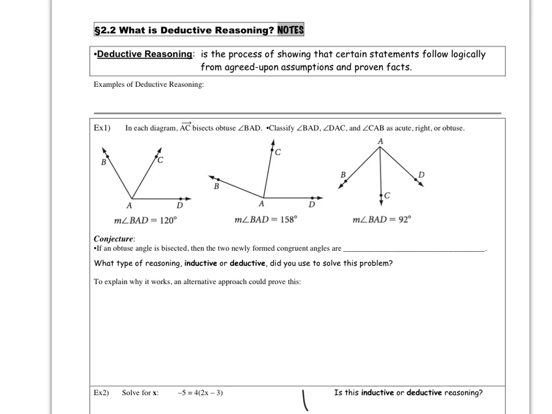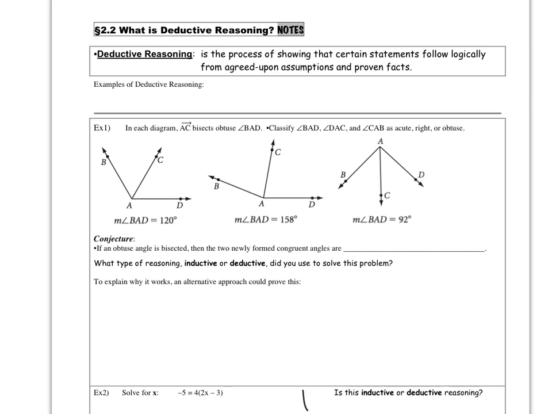A very simple example is when you're solving an equation, you're using mathematical principles. That's deductive reasoning. If you are sitting in the garden and watching butterflies and noticing that they sit on certain flowers and not other flowers, and you make a conclusion, that is inductive reasoning. You are observing and drawing a conclusion. So make sure you understand the difference between the two.